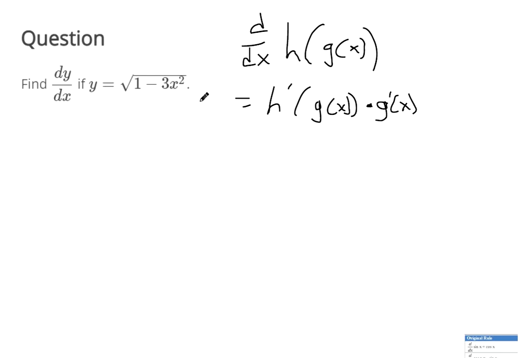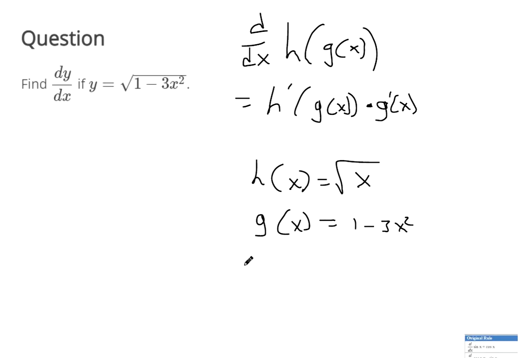So in this problem, the outermost function would be just a square root function, and the innermost function would be 1 minus 3x squared. Because if you compose h of g of x, it would turn back into this function. So all we need to do to evaluate the derivative of y with respect to x is evaluate the derivative of the outermost function, so h prime.